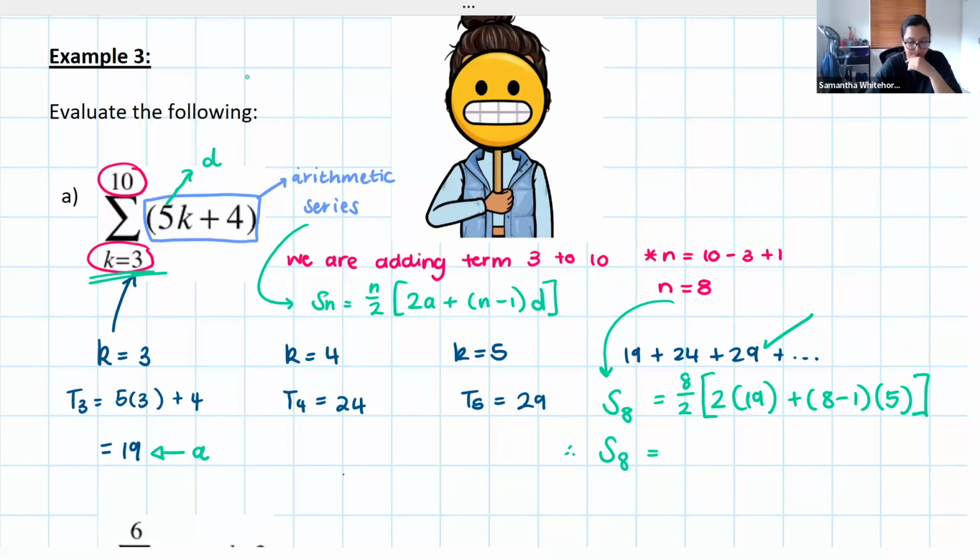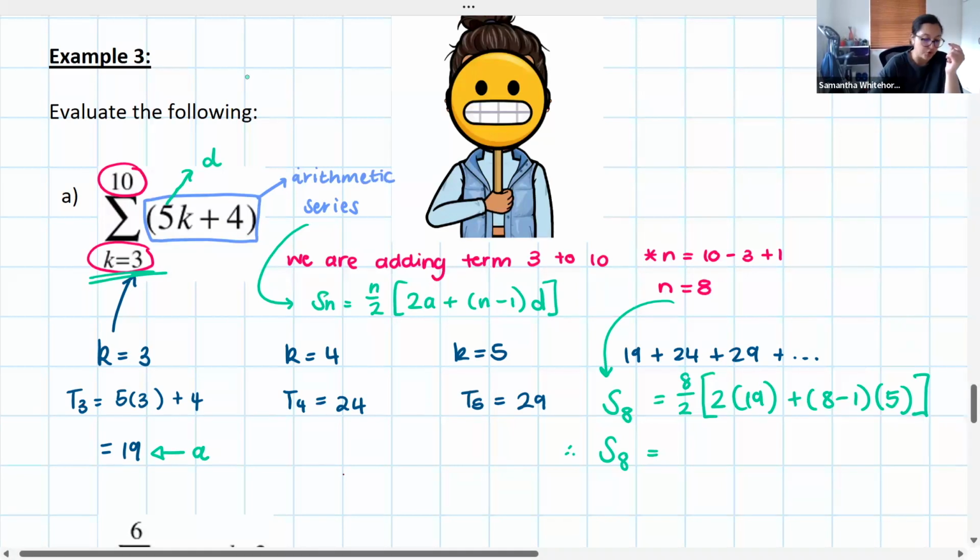Okay, yes, ma'am. And then guys, just on that question, you will get a mark for substituting into the sum formula. So please do show that, but you don't have to show the substitution for your terms. You can literally just go straight to the term value. That's fine.